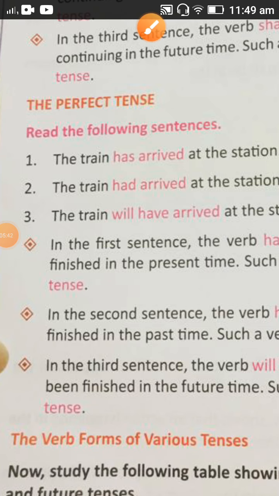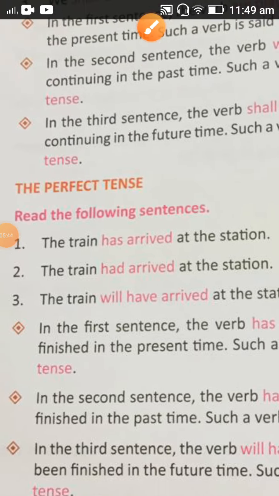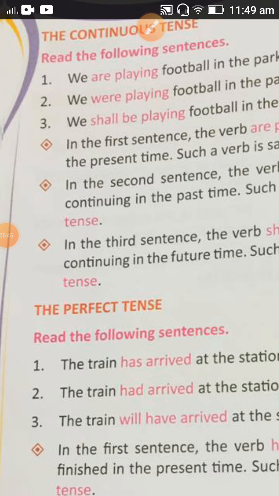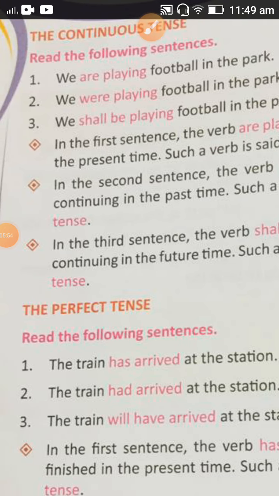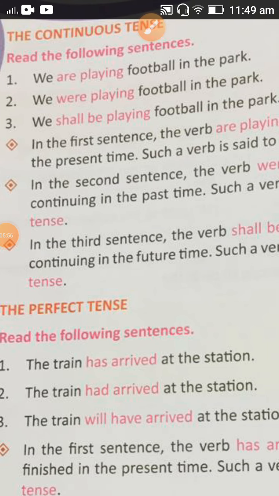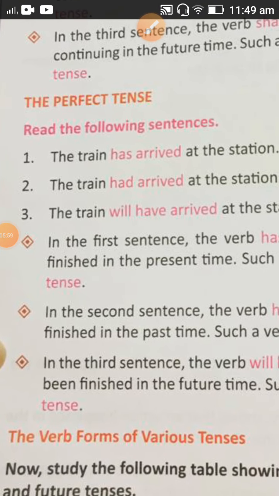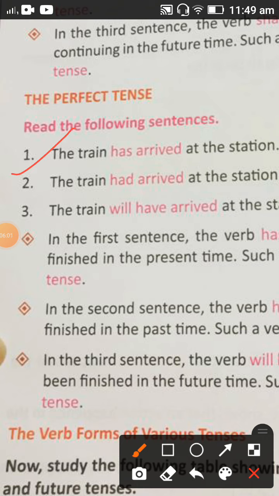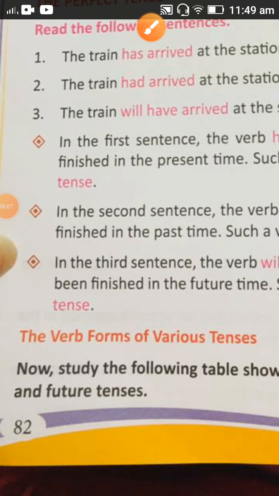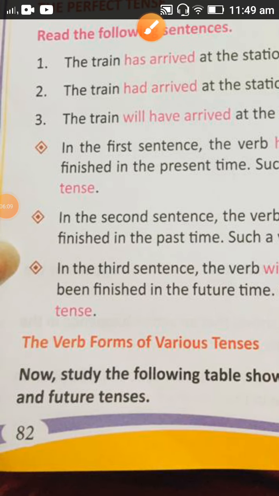So here three tenses we have completed almost: simple present, simple past, then simple future. Then after that three more we completed: present continuous, past continuous, future continuous. Then present perfect, past perfect, future perfect. So almost 9 parts we have completed. Now come to the verb forms of various tenses.